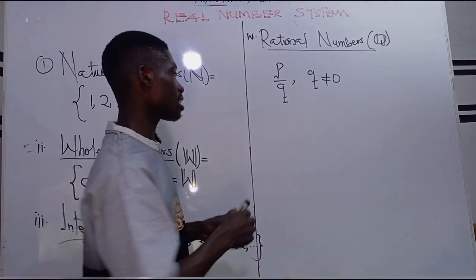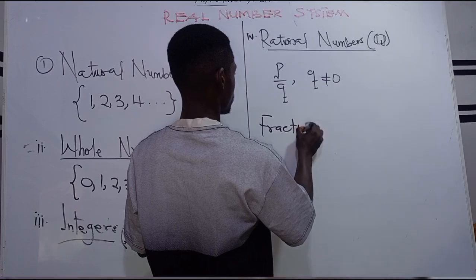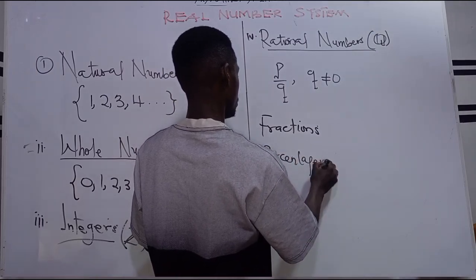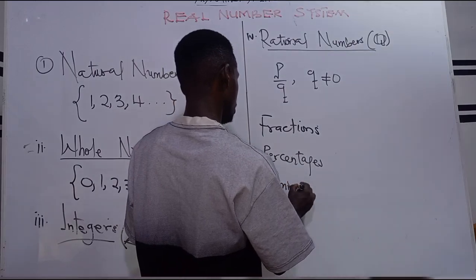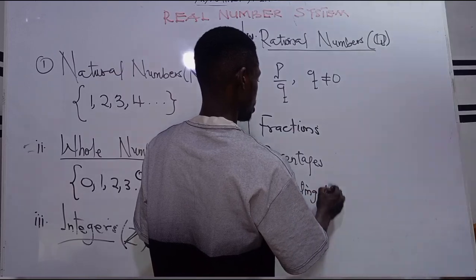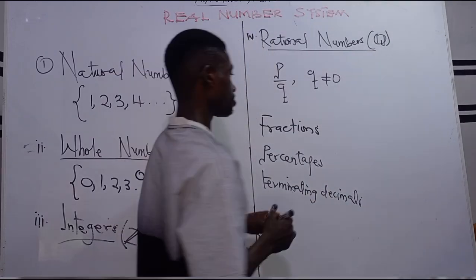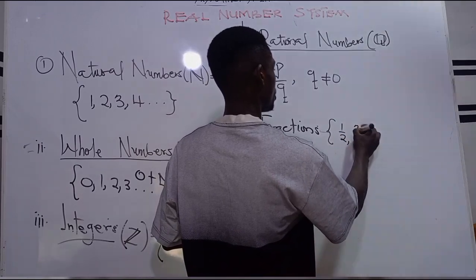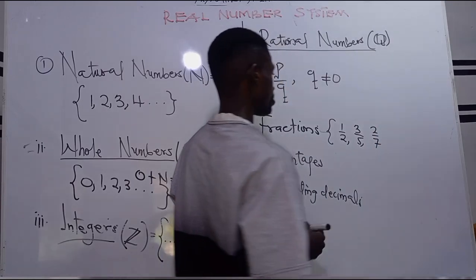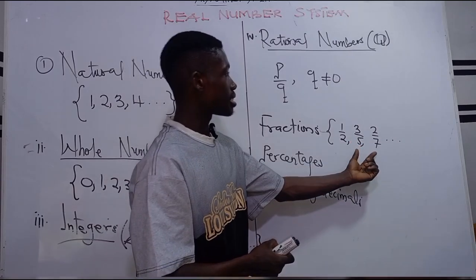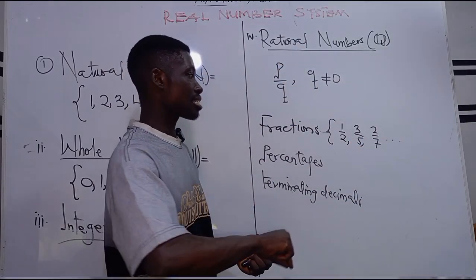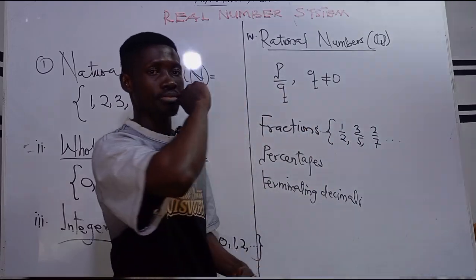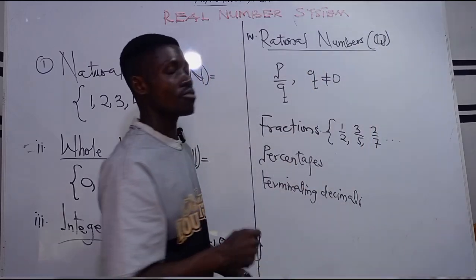A rational number takes the form of fractions, percentages, and terminating decimals. So when you talk about fractions, we can talk of 1 over 2, 3 over 5, 2 over 7, and so on. Now all these numbers here are rational numbers because they have been expressed as a fraction of two numbers. 1 over 2: you can see that the 1 represents p and then the 2 represents what? Q. So fractions are examples of rational numbers.